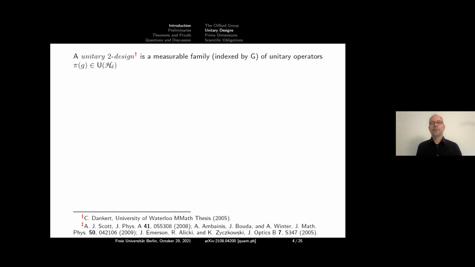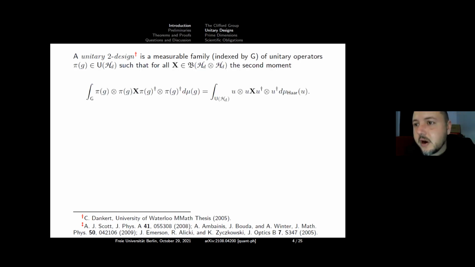What do I mean? I just want a measurable family of unitary operators, but I want it to be an indexed family. And so I will say that it is indexed by some set G of unitary operators producing the second Haar moment and consequently the first. So if this bold X is in the bounded linear operators on the tensor product Hilbert space, an example would be a bipartite state, right?